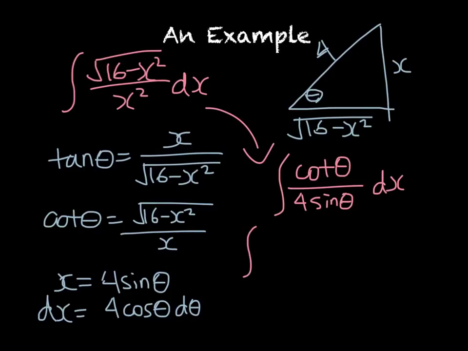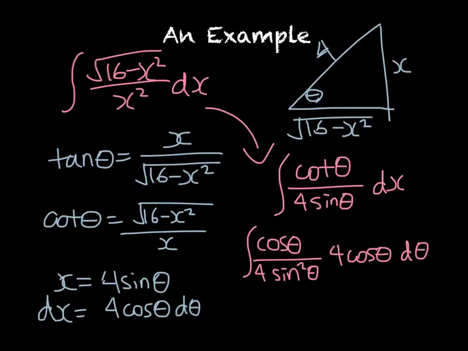And I'm going to rewrite cotangent theta as cosine theta over sine theta. So we'll have sine squared theta on the bottom. And then multiplying by dx, we have 4 cosine theta d theta. And so in the end, what we have is the integral of cosine squared theta over sine squared theta d theta.